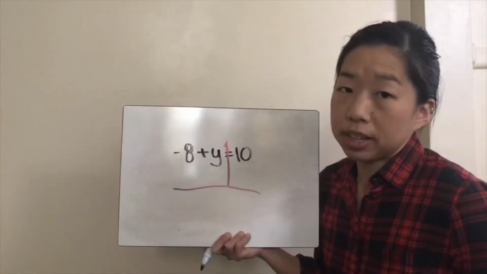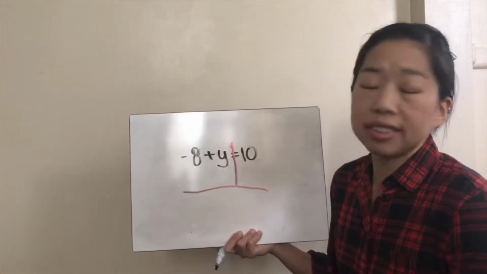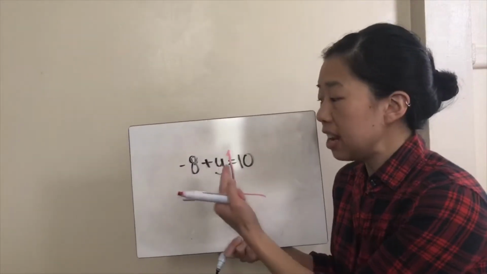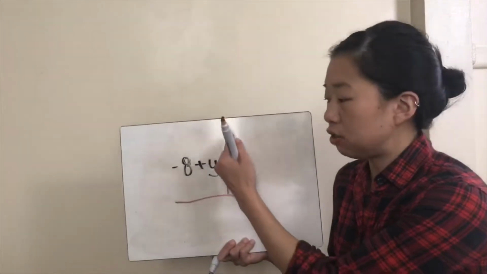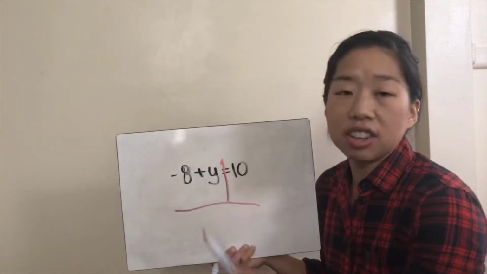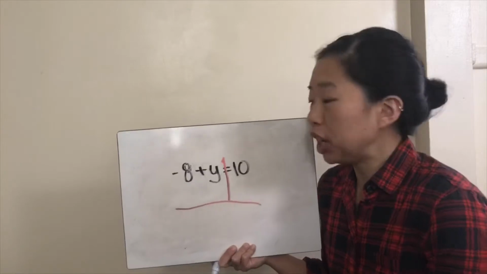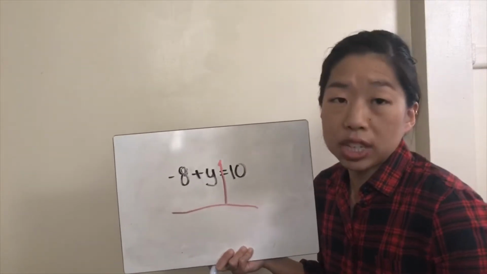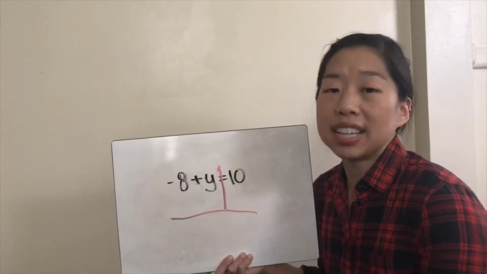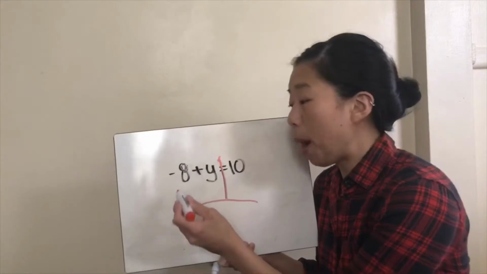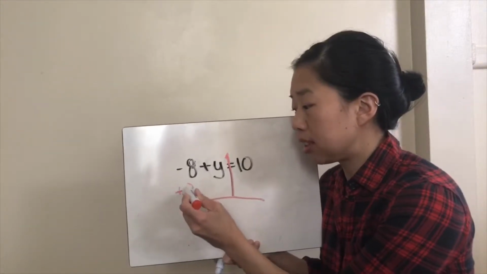So I always ask my students, okay, what number is on the same side as the variable? In this case, my negative 8 is on the same side as the variable because I just created this wall right here. So since negative 8 is on the same side as my variable, that's the number that I'm going to move. And the way that I'm going to move it is by doing its opposite. Here, my number is negative 8, so the opposite of negative 8 is going to be positive 8.